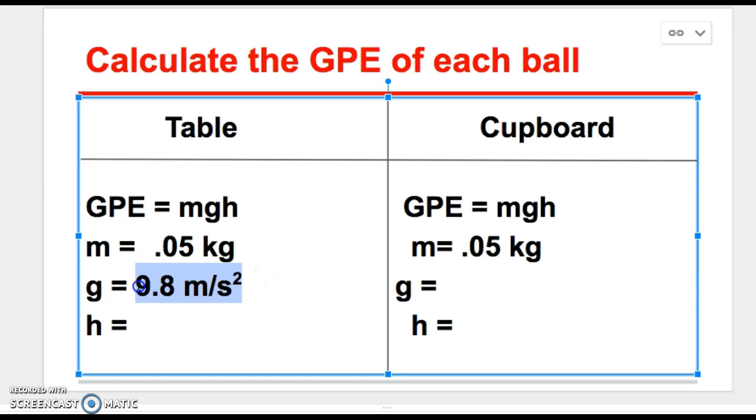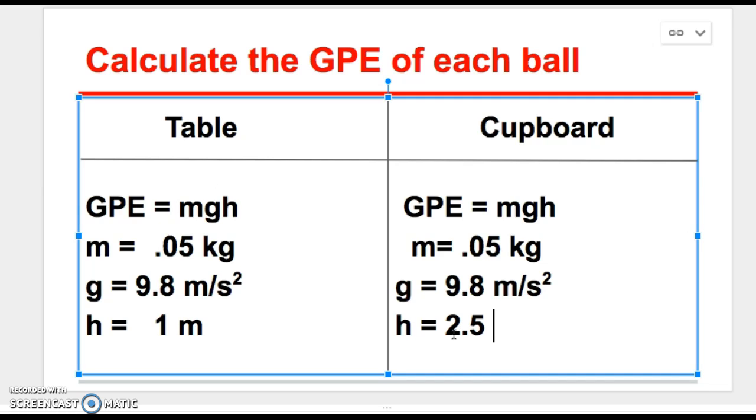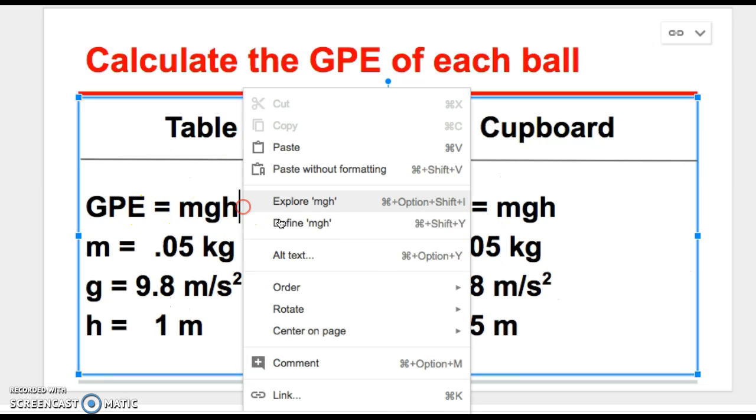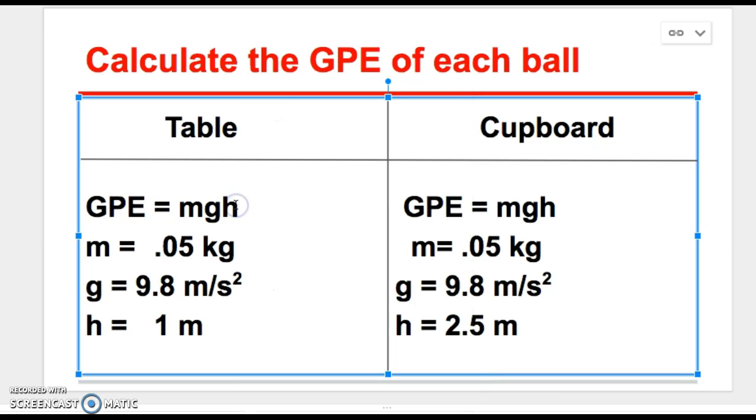All right. Now, imagine what the height is of the table in front of you. What do you think it is? Maybe 1 meter? And then the height of the cupboard at the back of the classroom? Let's say that's 2.5 meters. Go ahead and calculate the gravitational potential energy of both the table and the cupboard and write it down right here on your paper.